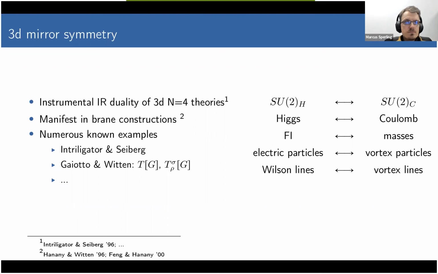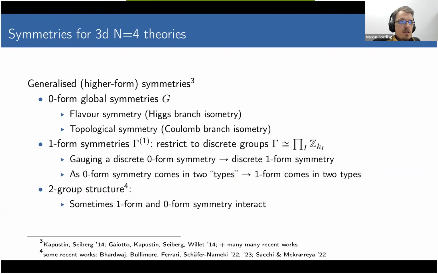On the other hand, we know that recently there has been quite some excitement about some generalized or higher-form symmetries for various types of supersymmetric quantum field theories. In the context of 3D N=4, there are basically three things that we need to take care of. One is the standard thing that we have been discussing for quite some time now. There are the ordinary symmetries, nowadays called zero-form global symmetries, for which we know in the 3D N=4 setup, we have two types.